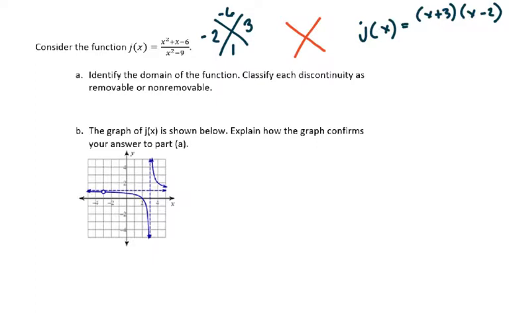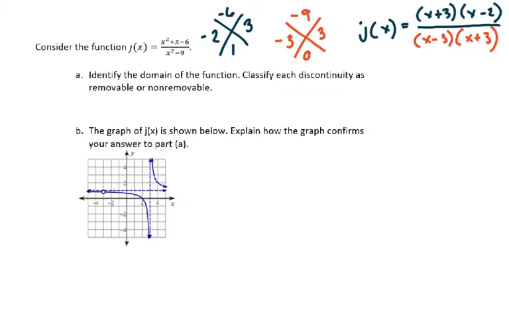Our a times c is negative 9. We don't have a term with x, so our b term is 0, meaning that our two factors are going to be 3 and negative 3. And again, our lead coefficient is 1. We can go ahead and write this in factored form by adding these factors to x, leaving us with x minus 3 times x plus 3.